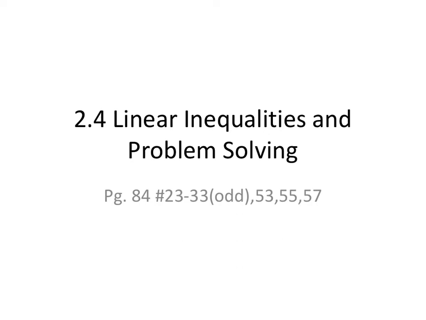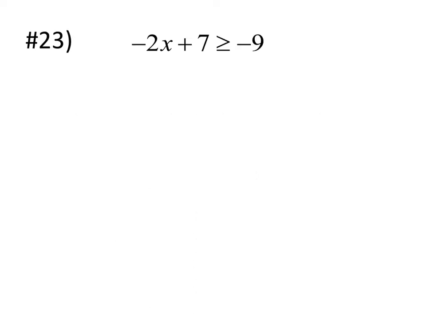This is the homework assignment, page 84, 24 to 34 even, and then 54, 56, 57. So I'm going to do 23 to 33 odd, 53, 55, 57. I think I said 57. I meant to say 56 or 58. Who knows? Anyway, here we go.